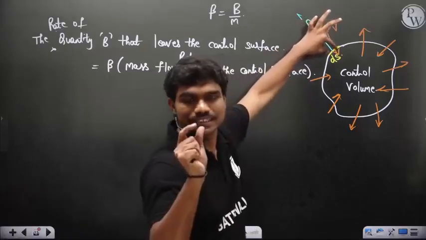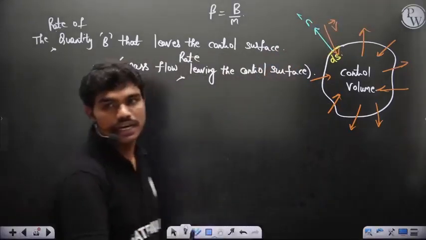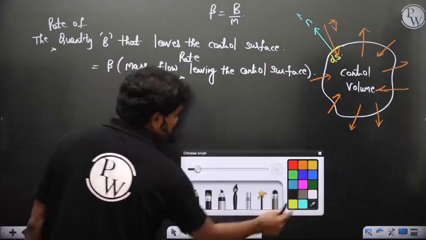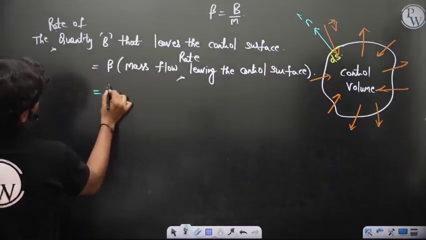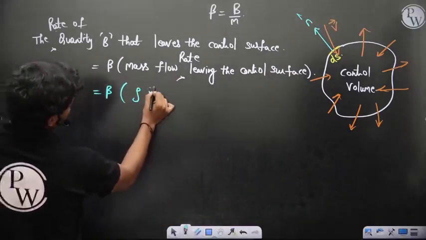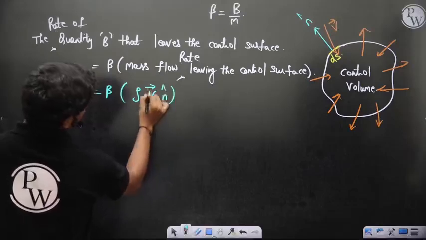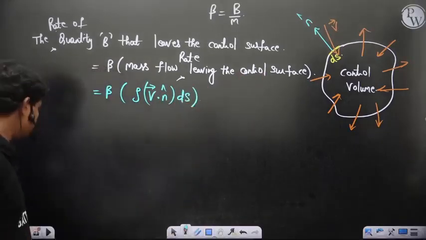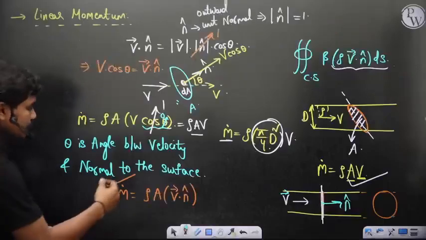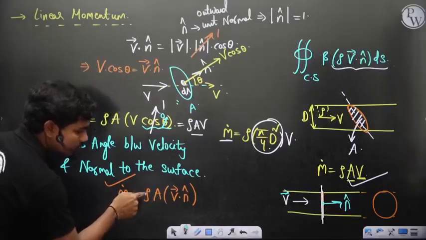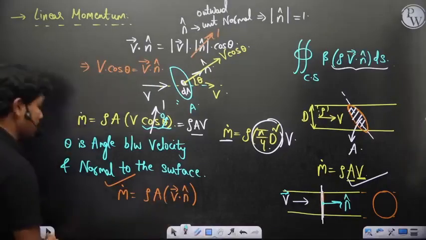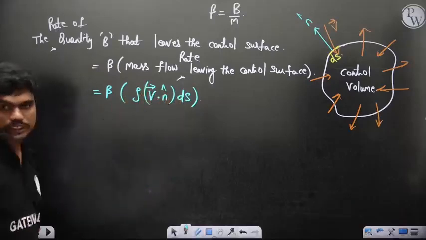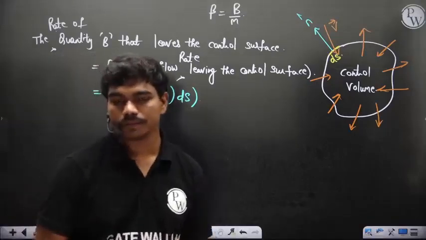Okay, so dS is the small elemental surface area. If dS is the small elemental surface area, can I write here beta into rho v dot n cap dA or dS, whatever, if the area is dS? So can I write this? Because if dS is the area, mass flow rate leaving that area is rho dS into v dot n. So rho v dot n into dS.